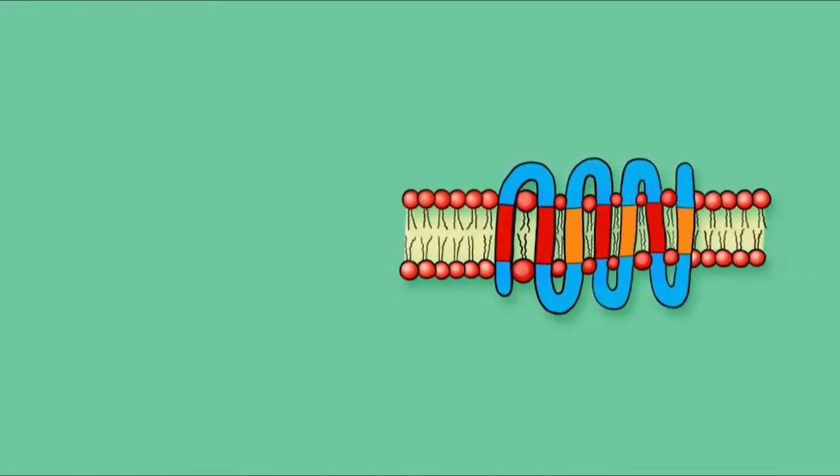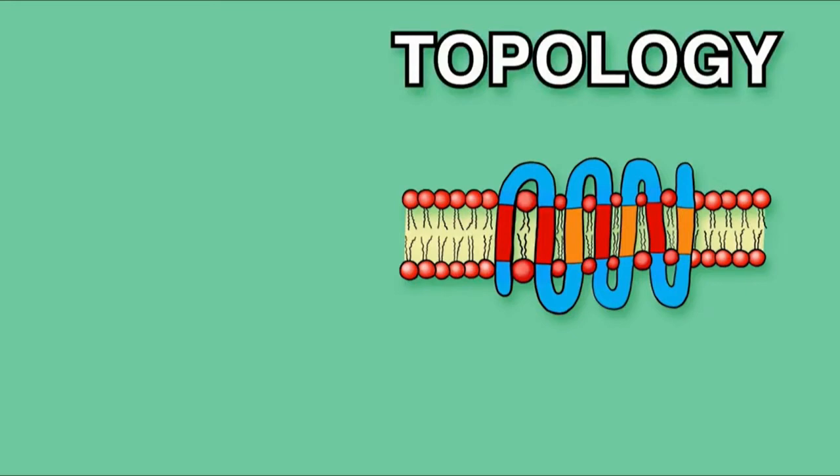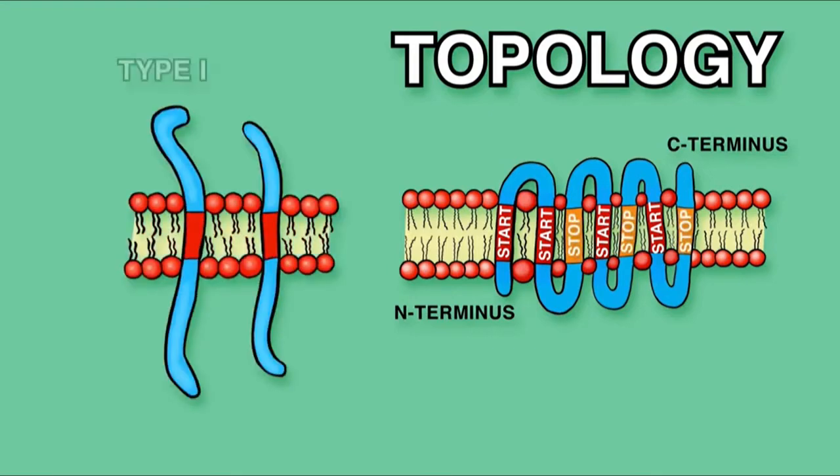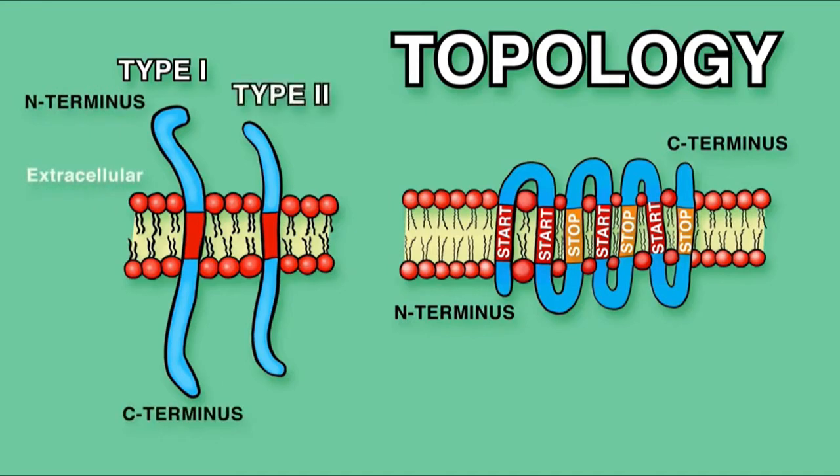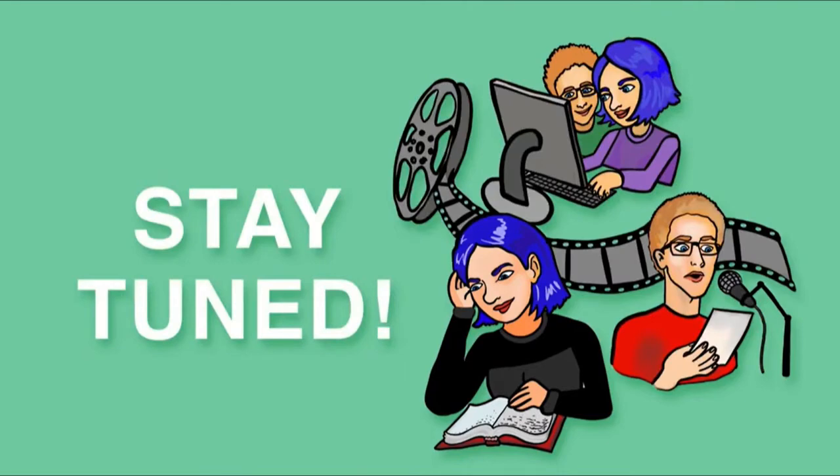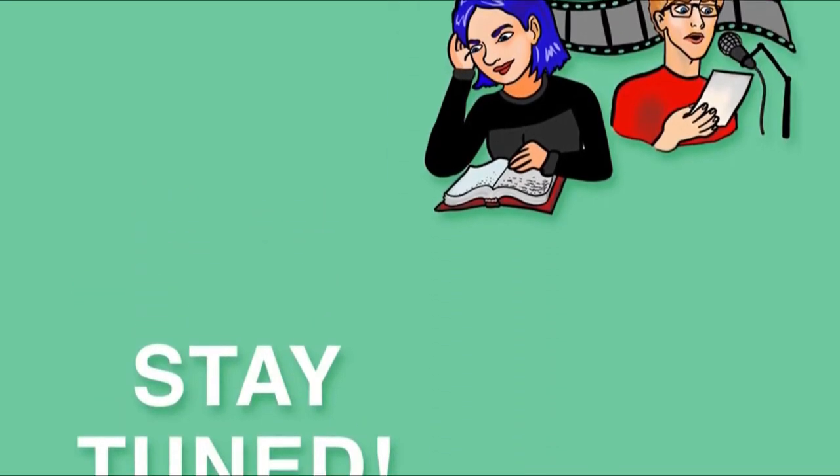Transmembrane proteins can be classified by topology, which is based on the position of N and C termini, as well as start transfer and stop transfer sequences. For example, type 1 is a single transmembrane pass with the N-terminus on the extracellular side of the membrane. Type 2 is also a single transmembrane pass, but the N-terminus is on the cytosolic side of the membrane. How these different topologies come about will be the topic of another video.